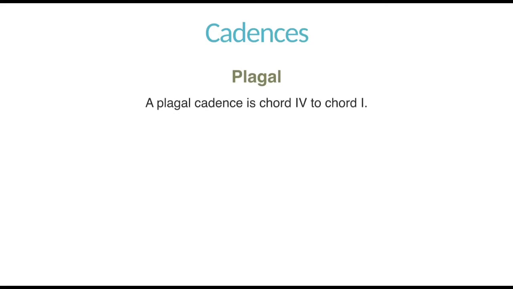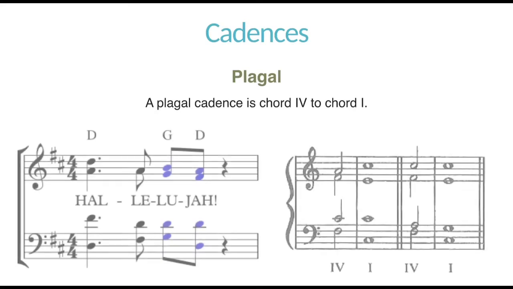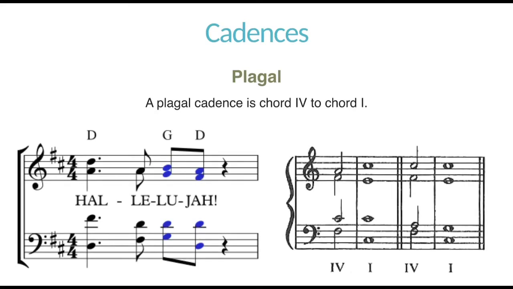Plagal cadence, that's the other one that finishes on chord 1. So a piece of music could finish, and it would sound quite complete after a plagal cadence. We'll look at these two examples here. For example, we see that we're in the key of D, two sharps in the key signature, D major. Here's the last chord, that's the chord of D. Here's the second last chord, that's the chord of G. Chord 4 to chord 1, plagal cadence.